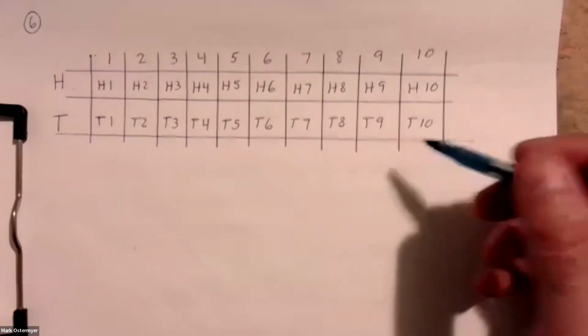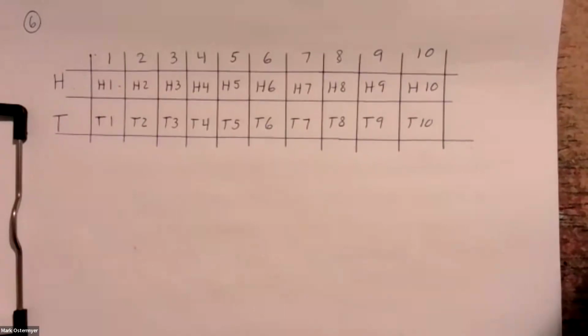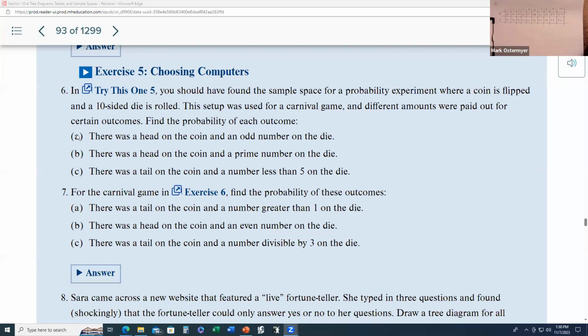Using this table, which basically enumerates the sample space, I would like you to answer the remaining questions for problem 6 to fill out the rest of this classwork, okay? So that's the way the table goes. Now let's see if you can use that table to answer questions A through C.